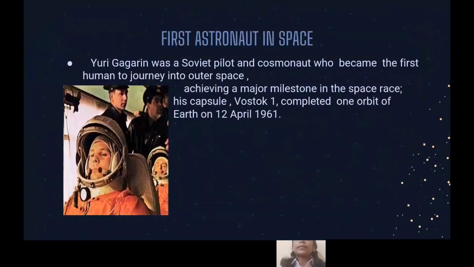First astronaut in space. Yuri Gagarin was the Soviet pilot and cosmonaut who became the first human to journey into outer space, achieving a major milestone in the space race. His capsule, Vostok 1, completed one orbit of Earth on 12 April 1961. He is Yuri Gagarin.